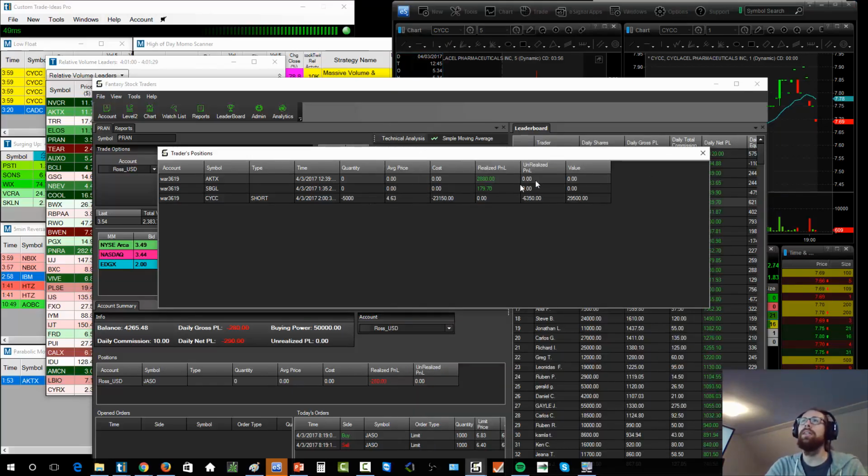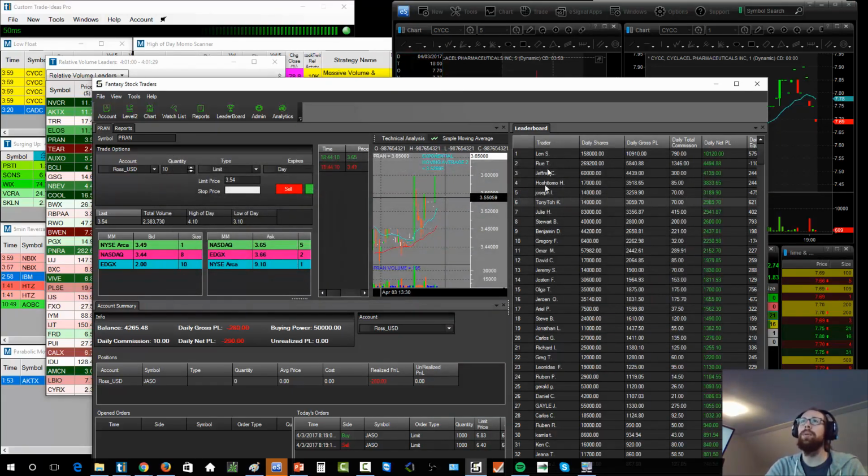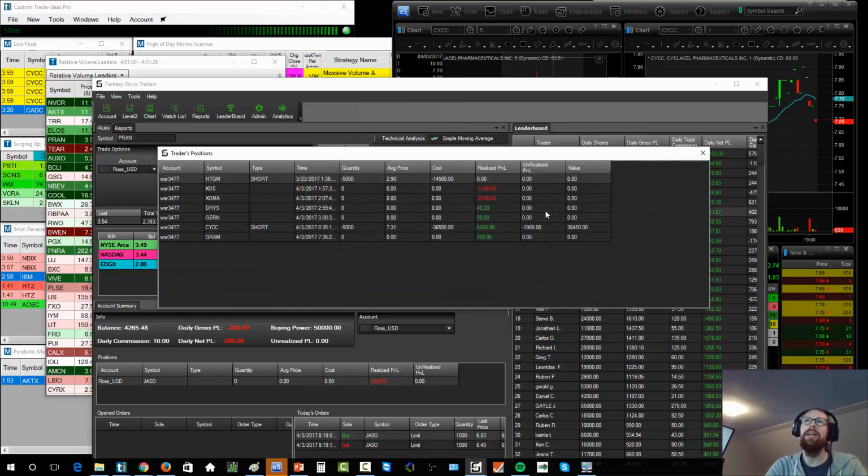So definitely he's going to get spanked tomorrow if this thing opens higher. But it's good that it's happening in the simulator and not real money.